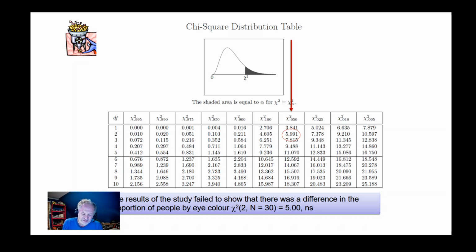And then I write in my summary, the results of the study failed to show that there was a difference in the proportion of people by eye color. My chi-square observed with 2 degrees of freedom, my n equal to 30, the chi-square observed was equal to 5, NS, not significant. I failed to reject the null hypothesis.